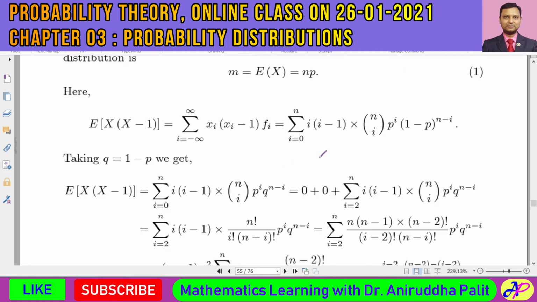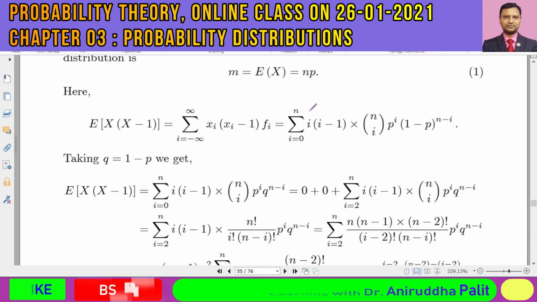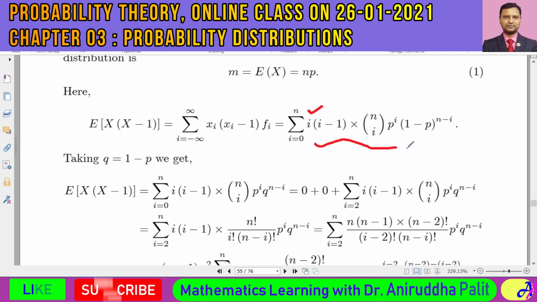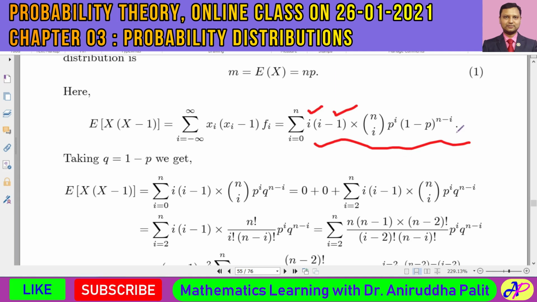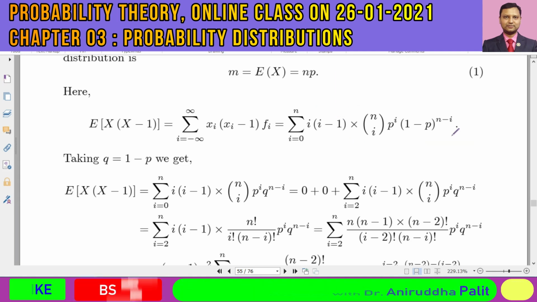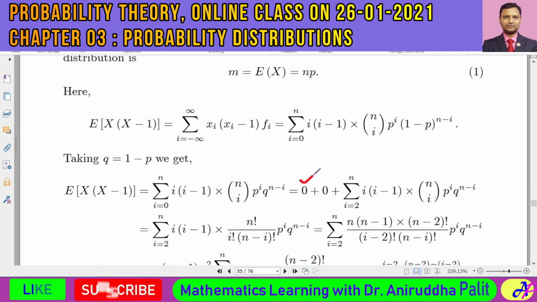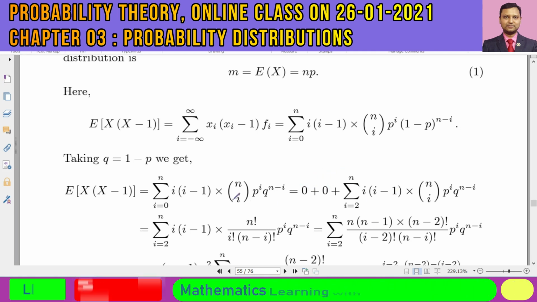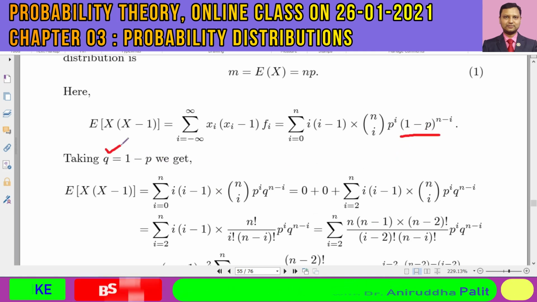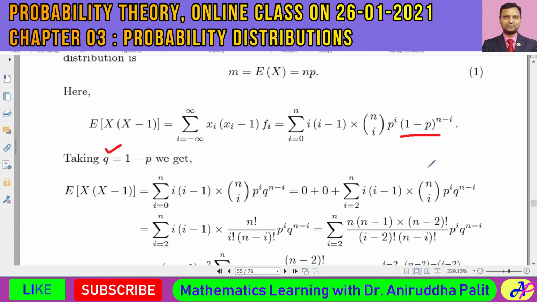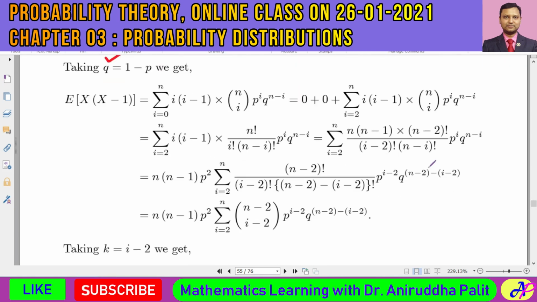Now you observe over here, if you put i is equal to 0, then this total term would be equal to 0. Even if you put i is equal to 1, even then this total term would be equal to 0. That's why if we put i is equal to 0 and 1, we get the first two terms equal to 0 and 0. And for the sake of simplicity, I have just considered 1 minus p is equal to q, just for the sake of simplicity of this computation.